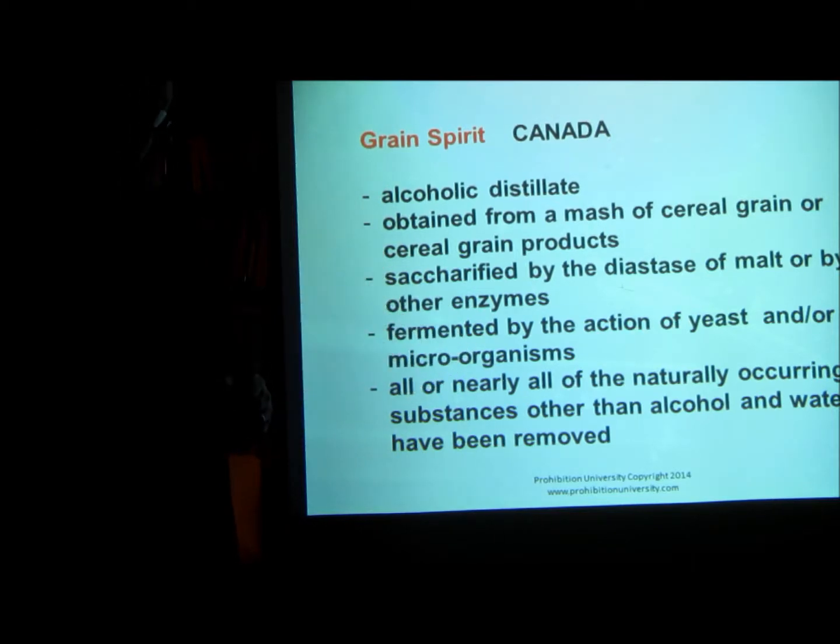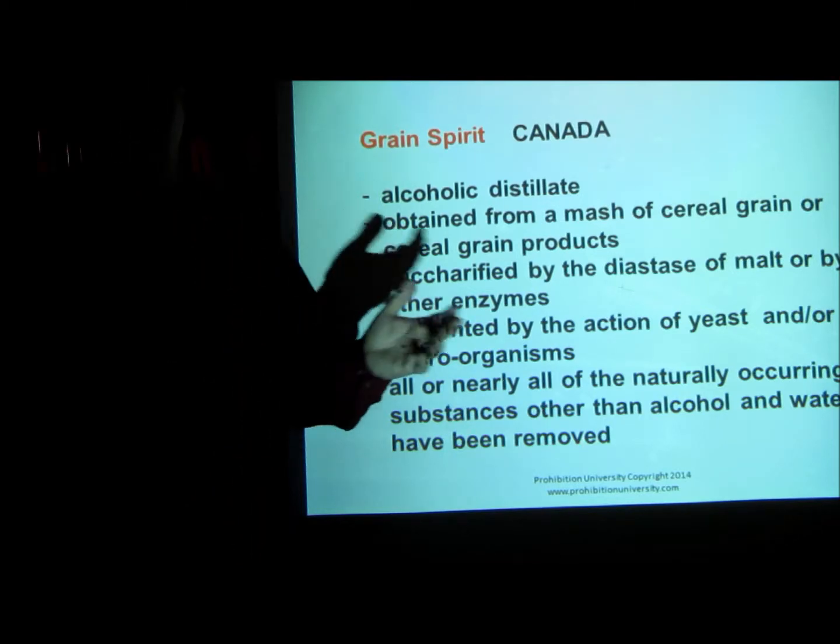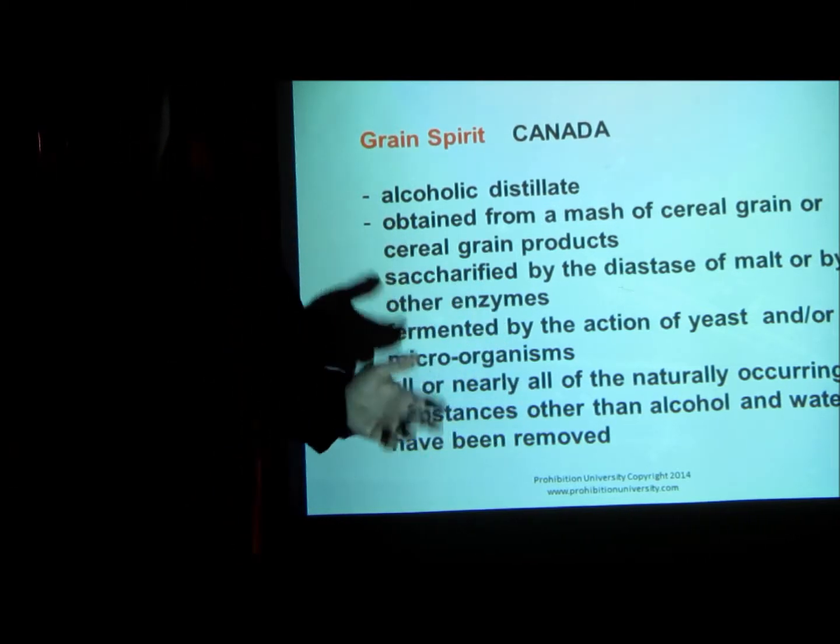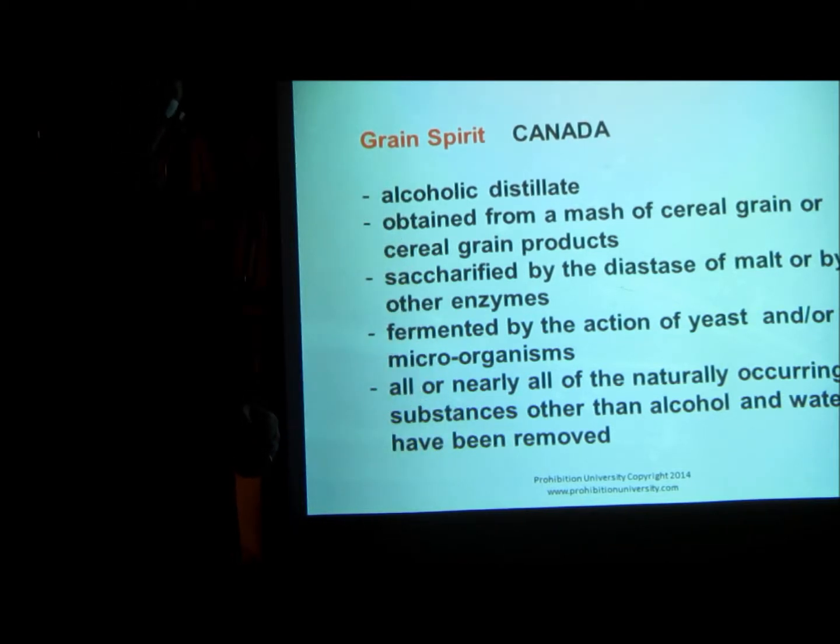Again, pretty straightforward stuff. And finally, it says all or nearly all of the naturally occurring substances other than alcohol and water have been removed. So really and truly, what is a grain spirit? It's alcohol and water with not a lot of naturally occurring flavor, odor, aroma.